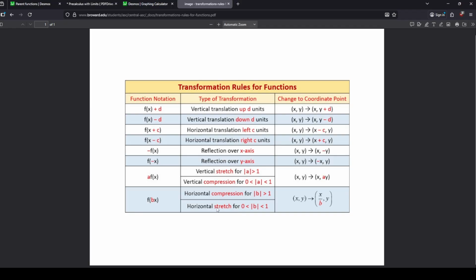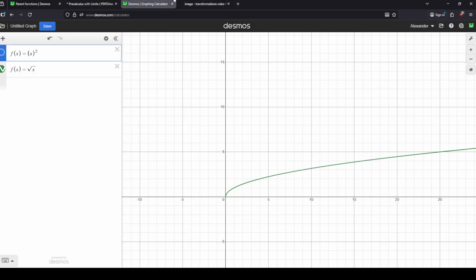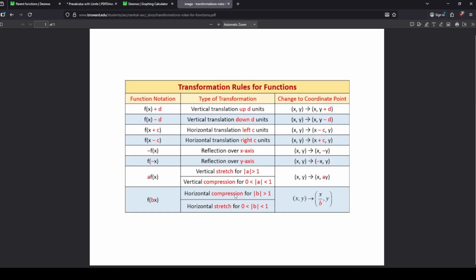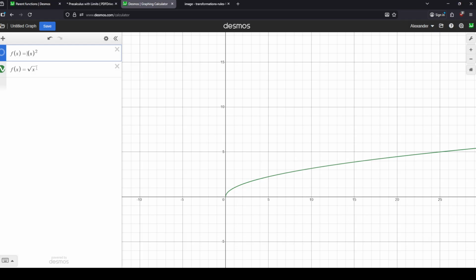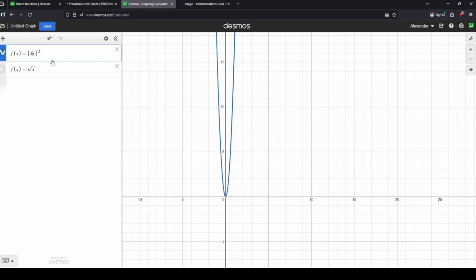All right, final type of transformation is horizontal compressions. That's if I, again, replace all my x's with b times x. We're just going to look at a shrink or a stretch or compression. We'll do 4. So this will end up giving us a compression. Sort of works the opposite of the vertical stretches and compressions. The larger the number, the more it compresses.